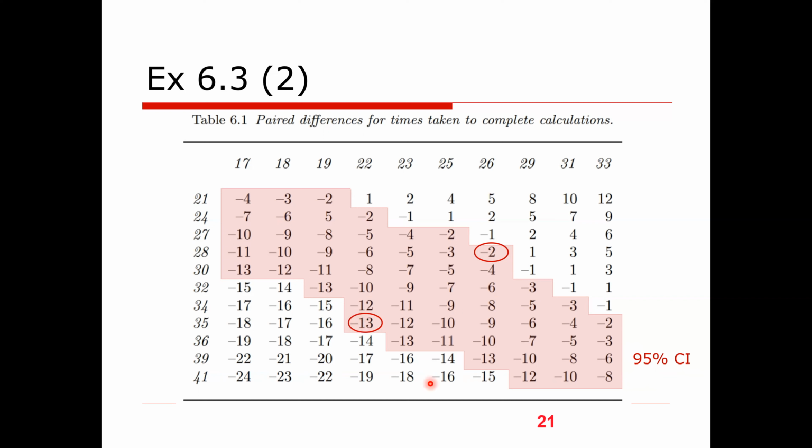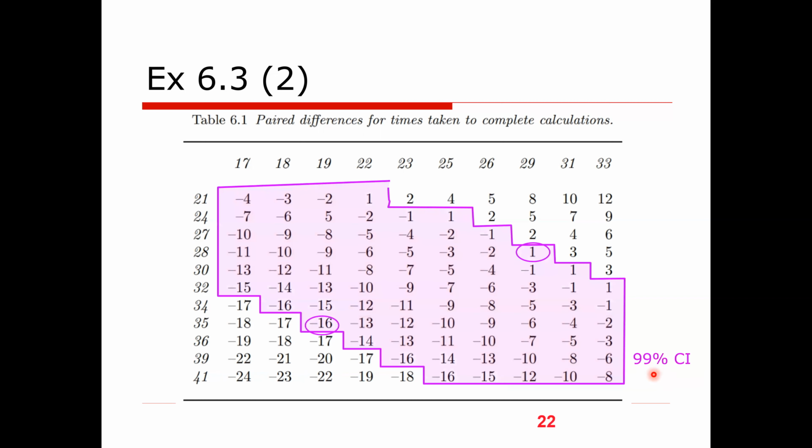And if it's with a different confidence level, we can use the same way to first get the number of Dijs we need to exclude. For this one it is 16. We need to exclude the upper 16 and the lower 16. Then the rest are within the confidence interval. So it's from -16 to +1 for the 99% confidence interval.